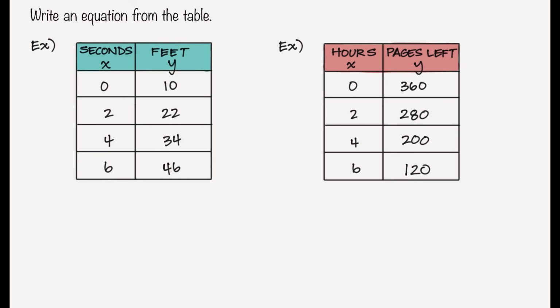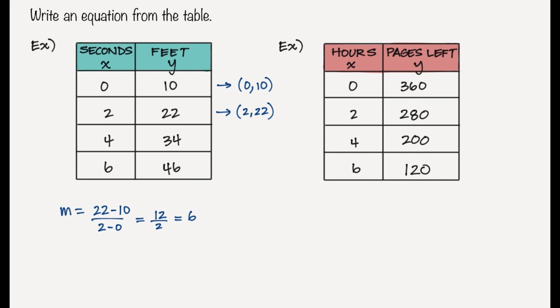Now a table here, if I have a column of x values and a column of y values, that's really giving us a set of points. So this represents (0, 10), and (2, 22), and so on. But as I learned before, I only need 2 points to find the slope. So I'm going to subtract my y values, 22 minus 10, and then I'll subtract my x values, 2 minus 0. And that simplifies to 12 over 2, which equals 6. So my slope is 6.